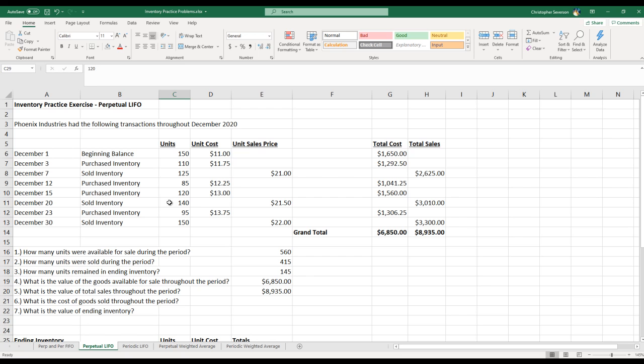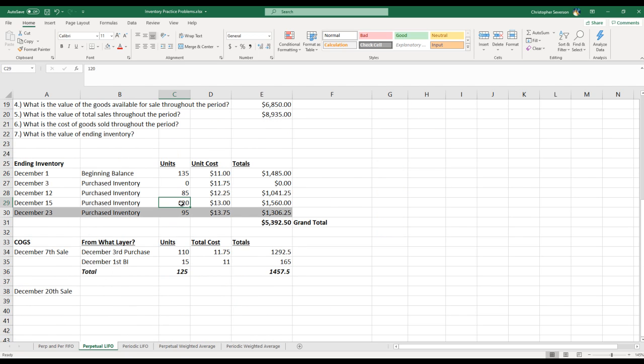So we need to get 140 units for this sale. We can only pull 120 from this layer, and that was the December 15th purchase.